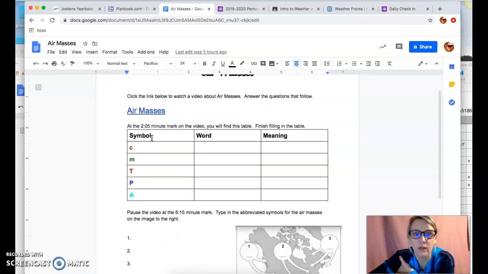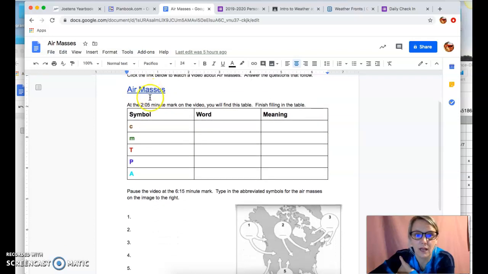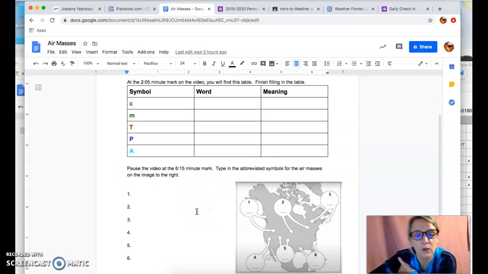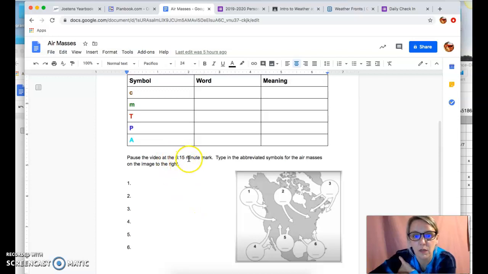And then within the video, I think the video is like 8 minutes long. You're going to stop it at the 2:05 mark. You'll see a chart just like this in the video, and you're going to complete this table. So you're going to write down the word that each of these symbols stands for, and then what the meaning is over here. And then continue watching the video, and at the 6:15 mark, you'll see this map here.